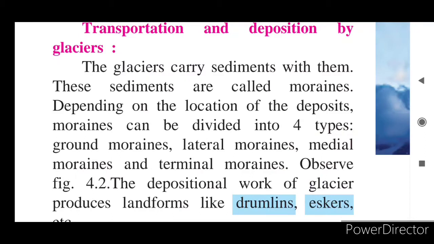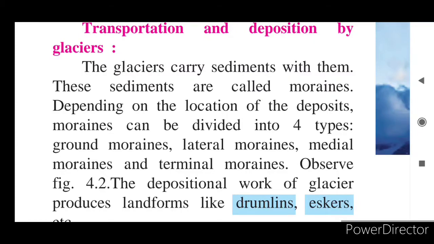Depending on the location of the deposits, moraines can be divided into 4 types. So see, depending on the location where the sediment is deposited, there are 4 types of moraines: ground moraine, lateral moraine, medial moraine, and terminal moraine. These are the 4 types.